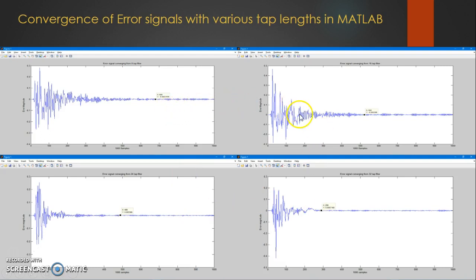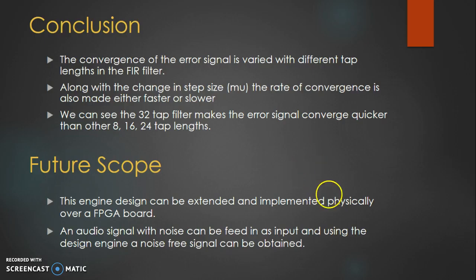So as you increase the number of taps, the convergence rate also increases, and you get a clear noise free signal earlier. So here I conclude that with a difference in tap lengths in the FIR filter, we can achieve a convergence of the error signal earlier. As you increase the tap length, the convergence rate of the error signal is faster, and we can also change the step size, which is mu, such that the rate of convergence can be made either faster or slower.